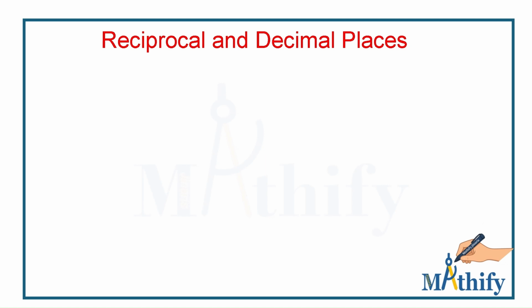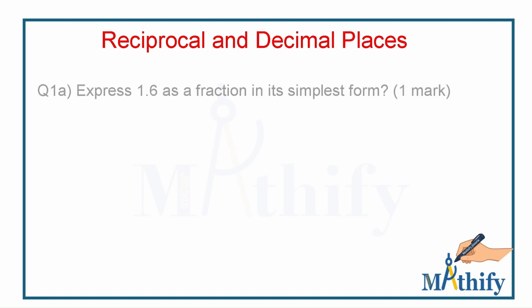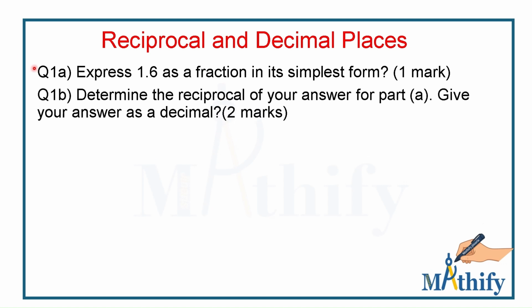Today we'll be covering the 3rd and 4th topics for GCSE Higher Maths Paper 2, courtesy of reciprocals and decimal places. Here is an exam style question split into 2 parts. Question 1a. Express 1.6 as a fraction in simplest form. 1 mark. Question 1b. Determine the reciprocal of your answer for part a. Give your answer as a decimal.